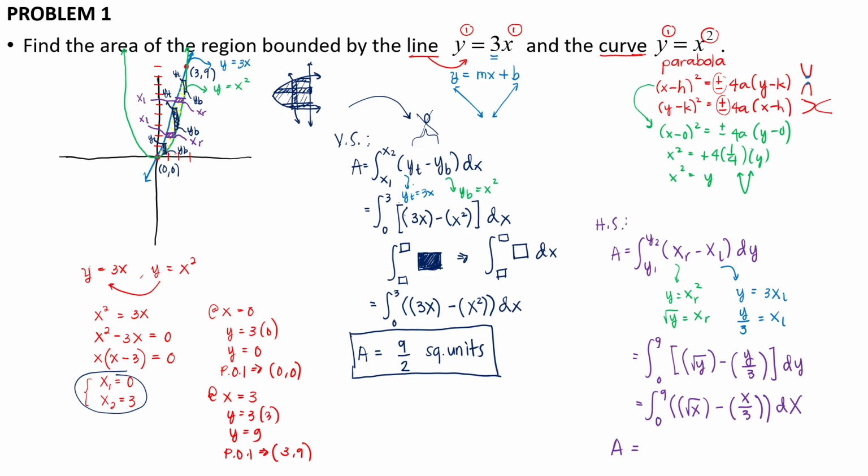Okay, so while waiting for the answer, the vertical strip is giving us the answer directly compared with the horizontal strip. Notice the integrand created, this portion here. This is the integrand being created by the vertical strip. If you compare it with the integrand being created by the horizontal strip, it's a complicated term compared with the vertical strip, right? This one is 3x minus x squared. This one we have square root of y, then minus y over 3.